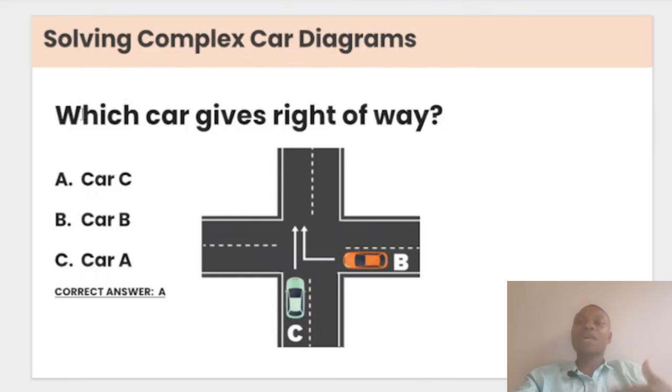Now this one says which car gives the right of way. We are saying which car goes last and which car does not have the right of way. You can see we have two cars there, car C and car B. Car B is approaching from the right of car C, which means that car B goes first. But here we're looking at which car gives the right of way, which means that the car that gives the right of way is going to be car C. So it's A. The correct answer is A.